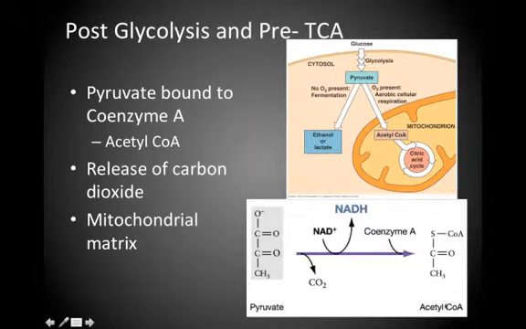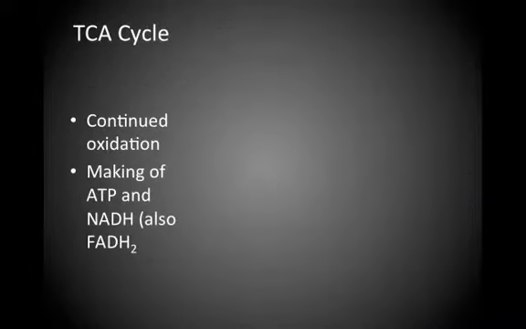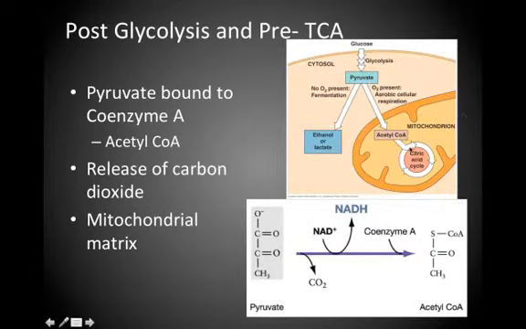Pyruvate is made into acetyl-CoA, losing carbon dioxide, and acetyl-CoA will then be the starting material for the TCA cycle, or the citric acid cycle, or the Krebs cycle, or whatever you want to call it. Those 3 are the same thing. So what is the TCA cycle now? We call it a cycle because it is circular in nature.